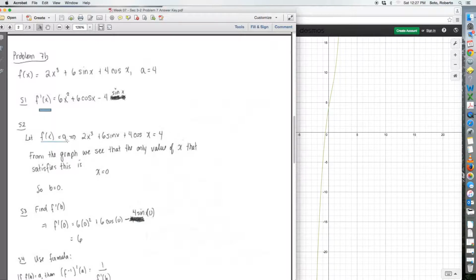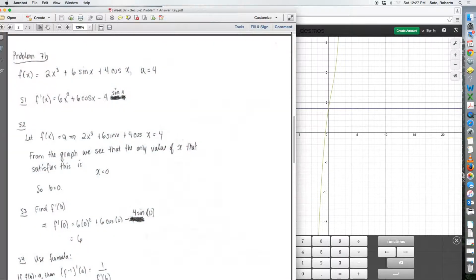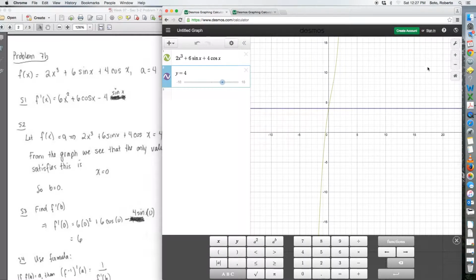Then we want to know what input gives me an output of a. So in other words, here's the function 2x cubed plus 6 sine x plus 4 cosine x. I want to know what x gives me 4. So again, here's the first function, which I already graphed. Now I want to graph the horizontal line y equals 4. And this one, by the way, I don't know how to solve algebraically. This is why I'm doing this. There might be a way, but sometimes when you can't, this is where technology really helps us.